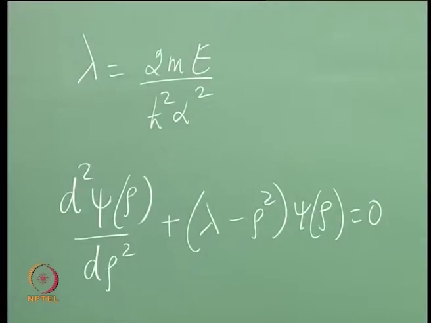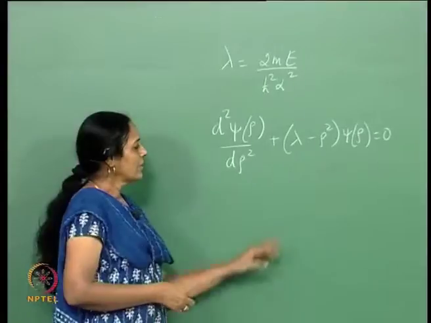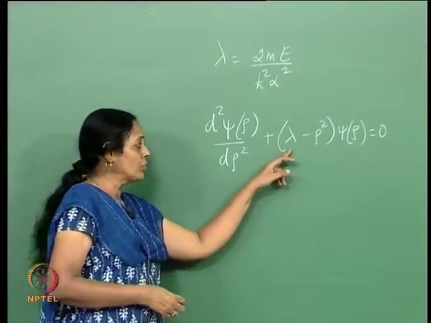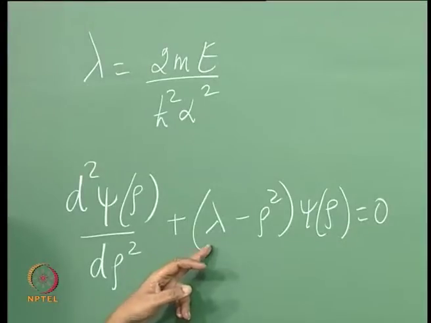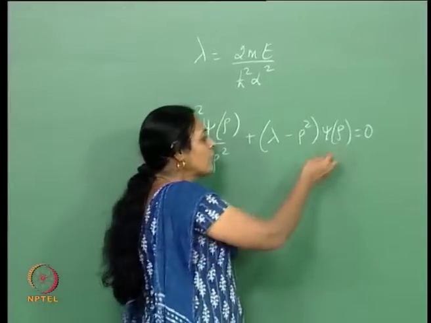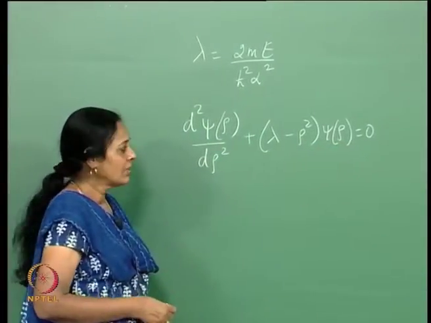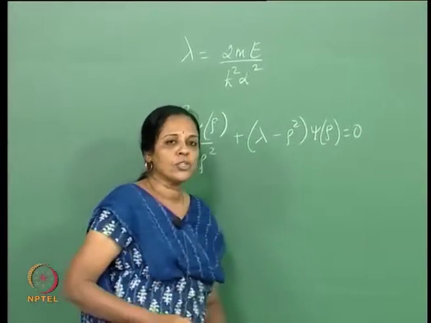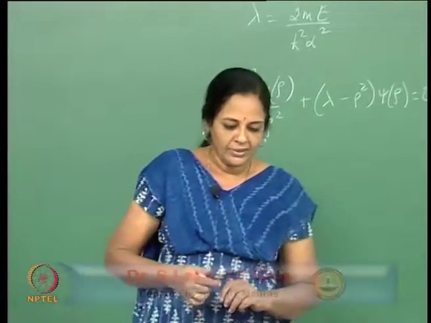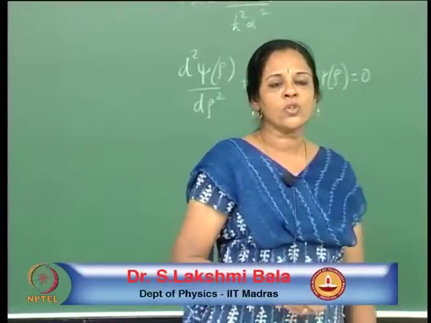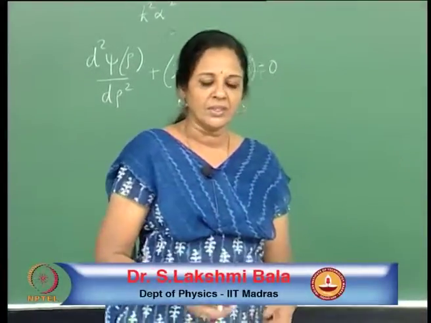So, this is the equation that I have to solve, and the idea is to find out the values that lambda can take, and the possible admissible solutions psi of rho. This is the manner in which we will approach the problem, and it is a good place to stop. We will take it up from here in the next class.